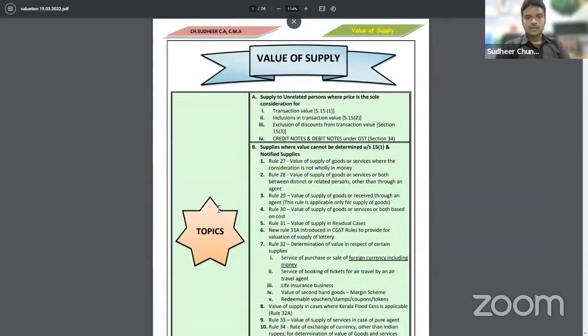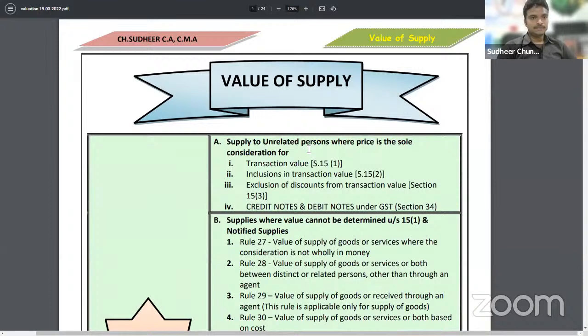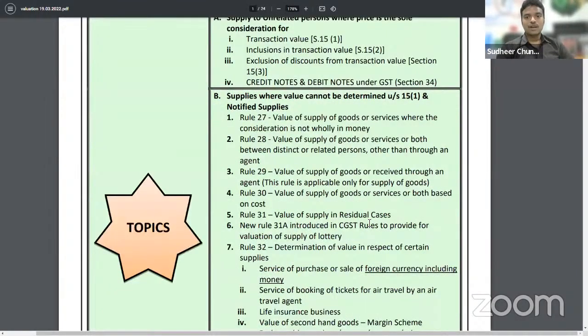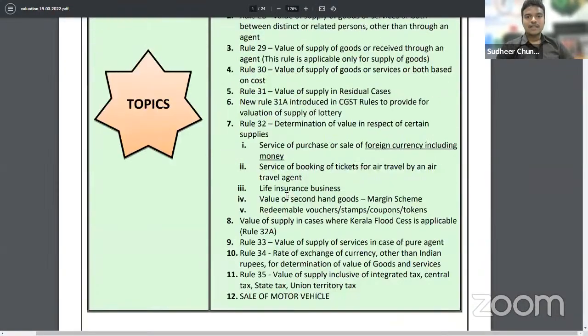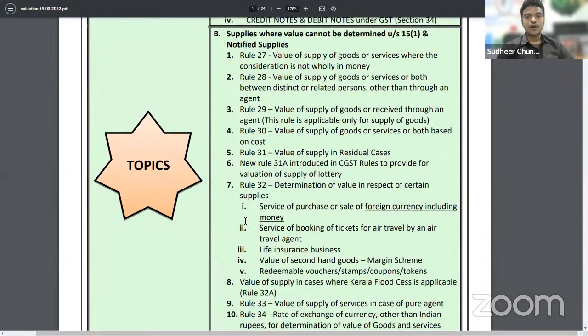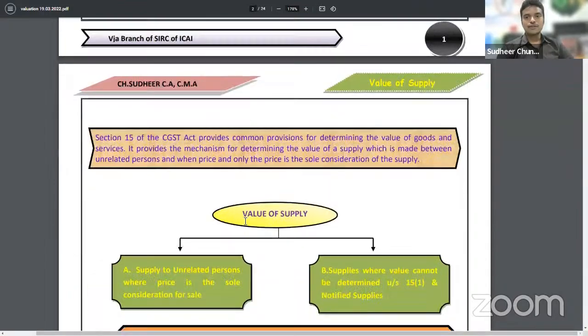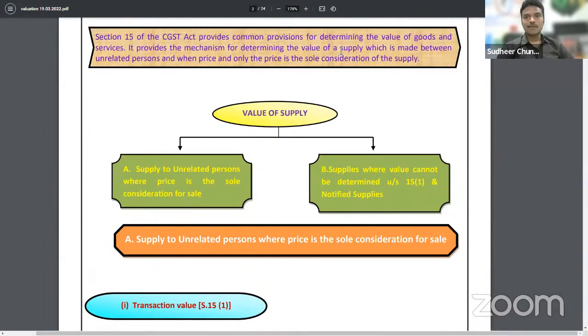So, value of supply. Before entering into valuation rules, first of all, we are going to learn what section 15 deals with, and certain inclusions and exclusions, along with the debit note and credit note aspects also. In total, we are going to learn 12 plus 4, that is 16 topics, in this chapter called valuation. The entire material is being shared in the chat box.